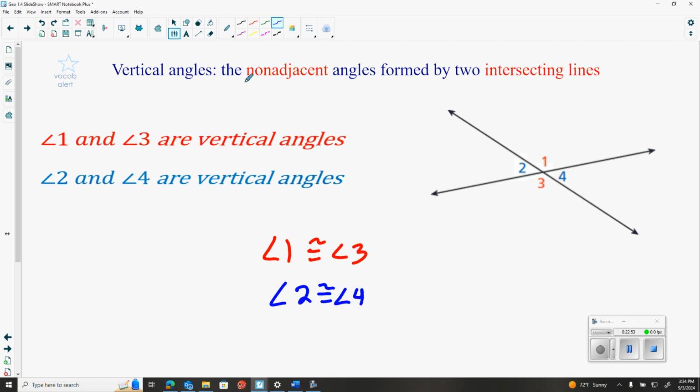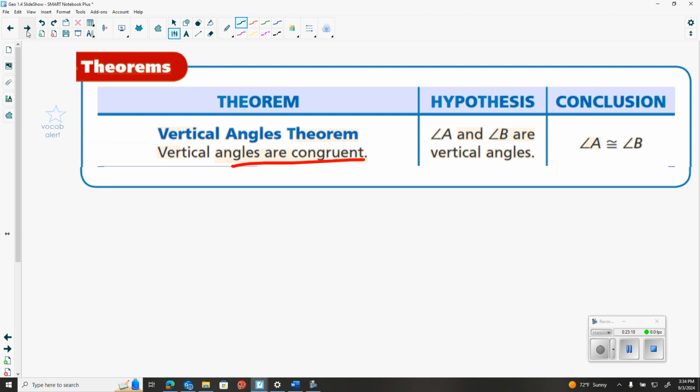And if I wanted to draw some arc marks to represent that, it's kind of tough with the ones there, but I would draw one arc mark for 1 and 3, and then two arc marks for 2 and 4. The reason I'm doing two arc marks is because 1 and 3 are congruent, 2 and 4 are congruent, but that doesn't necessarily mean that 1 and 2 are congruent, or 3 and 4. We want distinction and uniqueness.